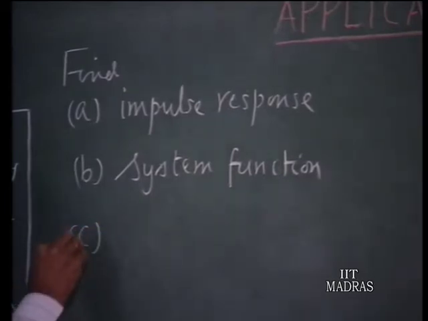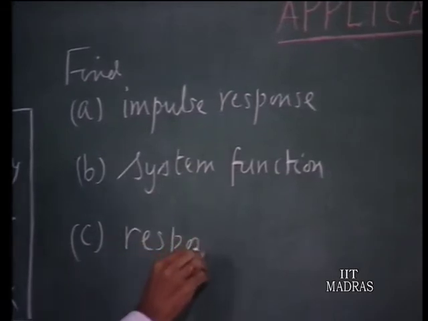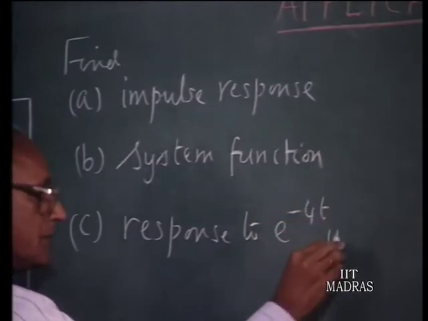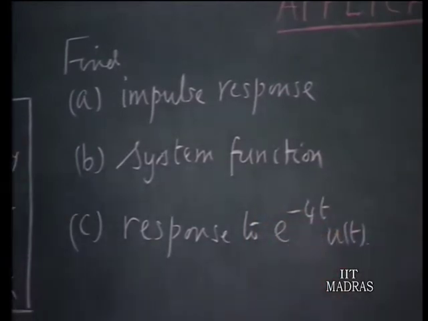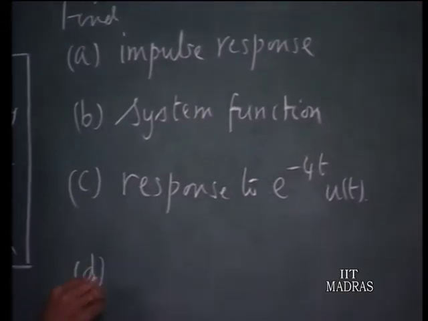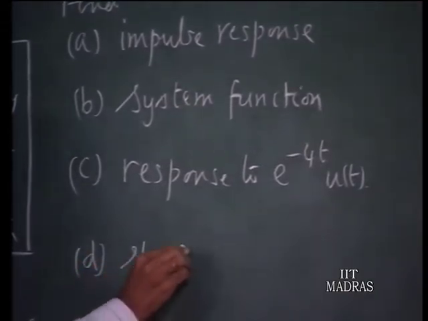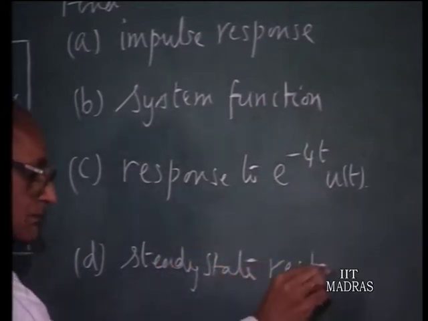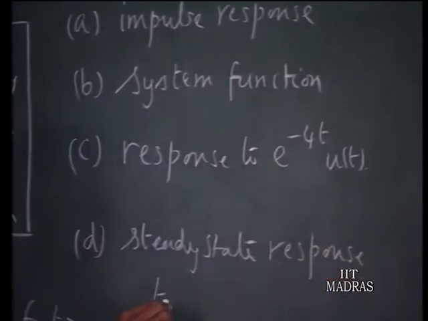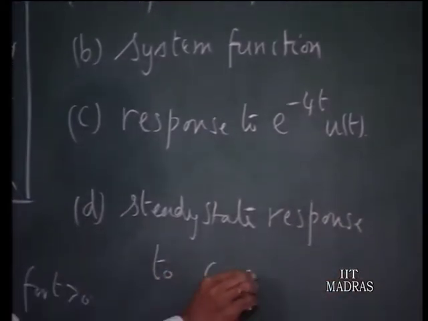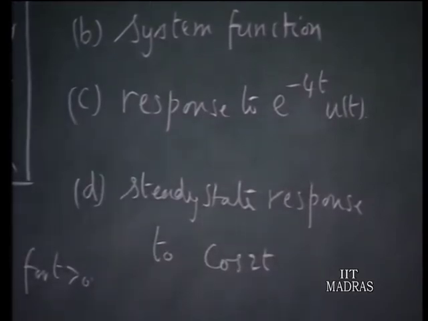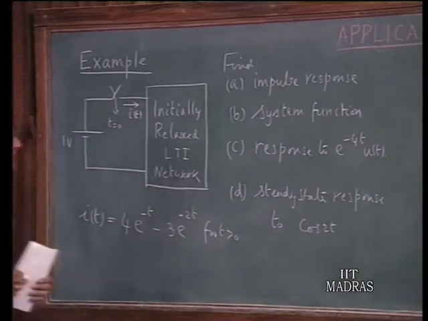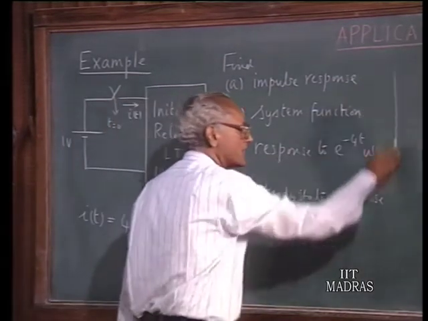C, the response to an input which is e to the power of minus 4t u(t). D, the steady state response to an input sinusoid cos 2t. Suppose a sinusoidal voltage is given to this network, what kind of steady state current would you get in these terminals? That is the question that is asked. So all these quantities are to be obtained.